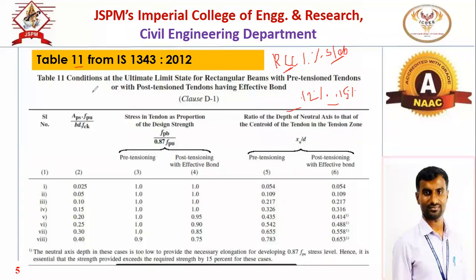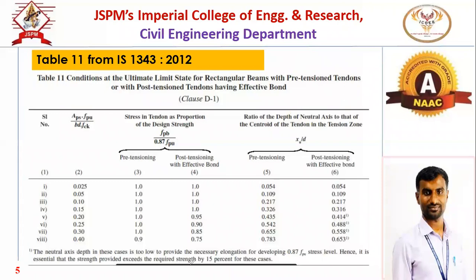Then for the beam, the maximum tensile reinforcement we provide is 0.04 of the gross area, B into overall depth D. Then in case of column, we are providing 0.8 to 6% of the area of steel, AST percentage.